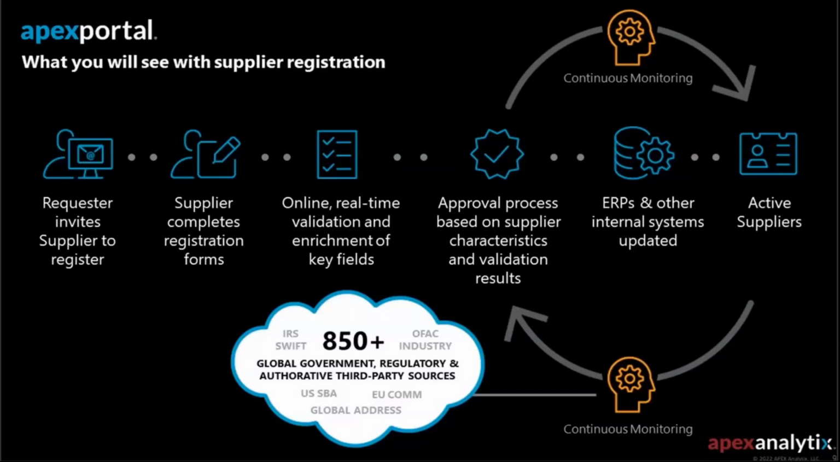So going forward with Apex, I no longer have to require that information up front, because not only does the requester, when they send that invite to the supplier, that routes to their boss for approval, and then they get to review the data on the back end through this approval process. And then once that happens, if it's not approved, it can go back to the supplier for additional information.